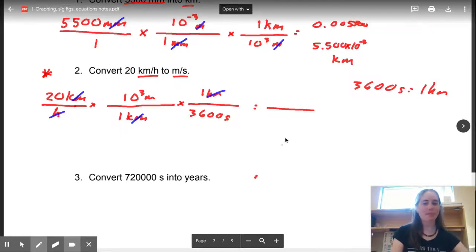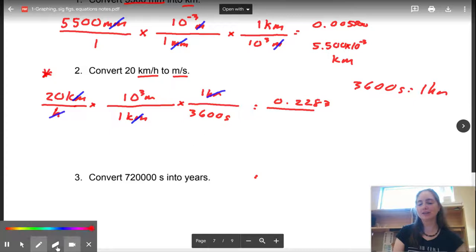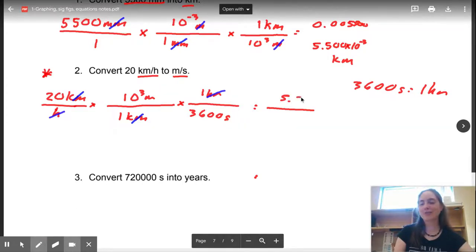All right. So when you get this, you are going to wind up with 0.2283. Let's actually write this properly. I'm reading the wrong spot on my notes, and I was writing the answer to the next question. You're going to wind up with 5.5 repeating meters over seconds. So let's write this in sig digs. We need 2 sig digs here, so you're going to have to round your answer to 2 sig digs.